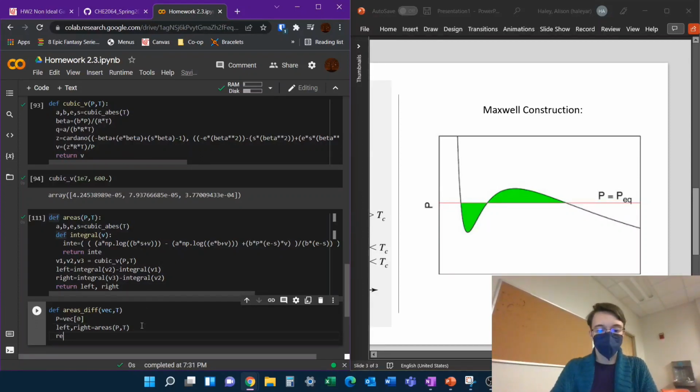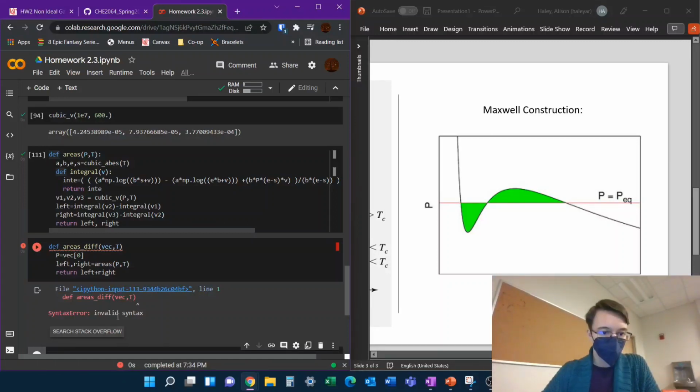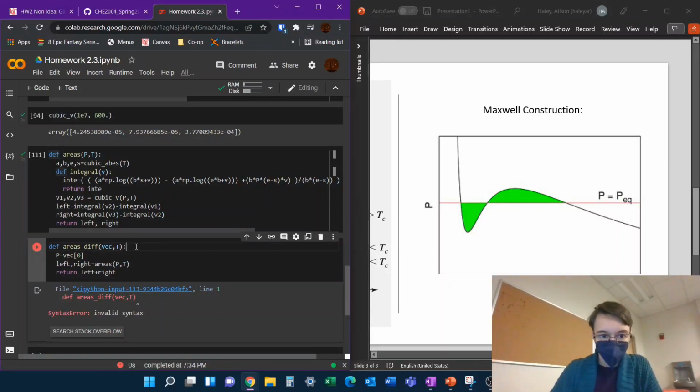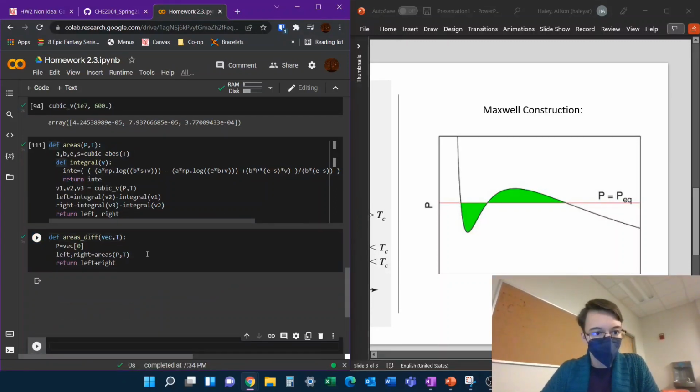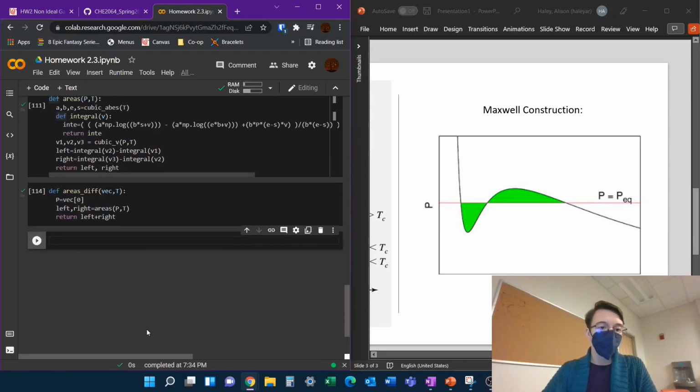And then we're going to want to return left plus right. Because one will be negative, one will be positive, so when those are equal to 0, which is what the root solver solves for, then that would be where our roots are. So, shift enter on that. Forgot a colon up here. Alright. So then, let's see what our root does.